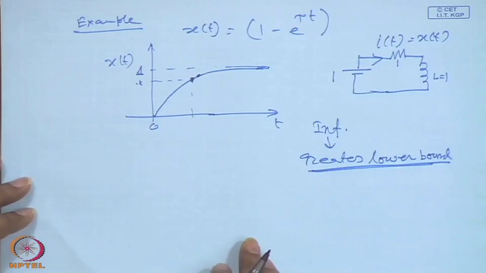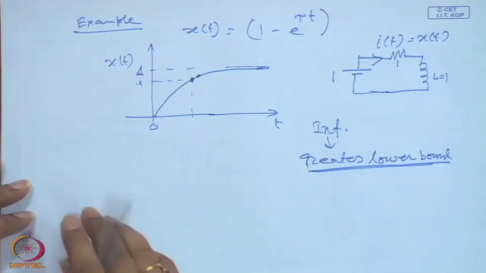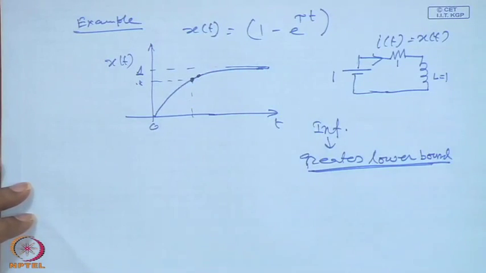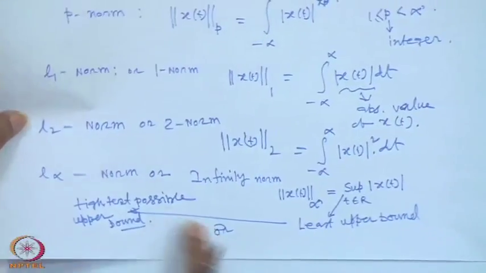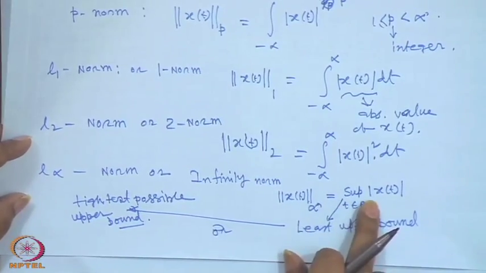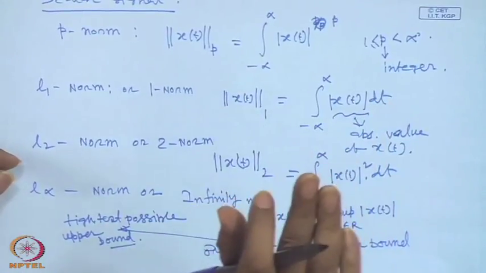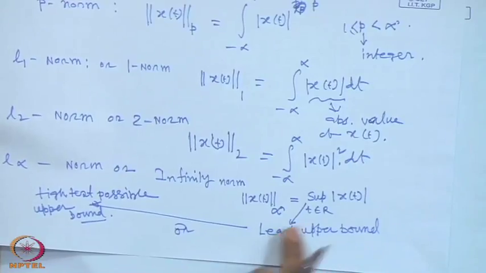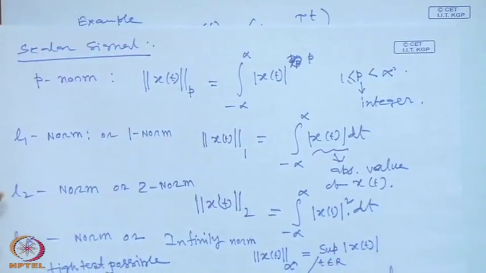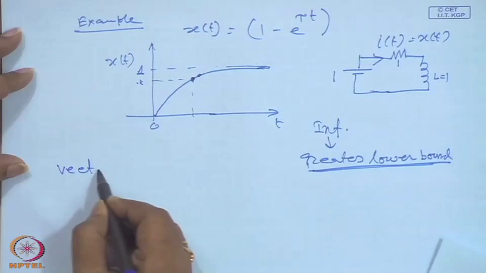Infimum, greatest lower bound, greatest lower bound. So let us consider, because this definition is coming, the L infinity norm of a signal. A simple signal, you draw the signal, let us call this the signal, and you are telling this is the most upper bound of the signal. That means the least upper bound of this signal is called the supremum of these signals.